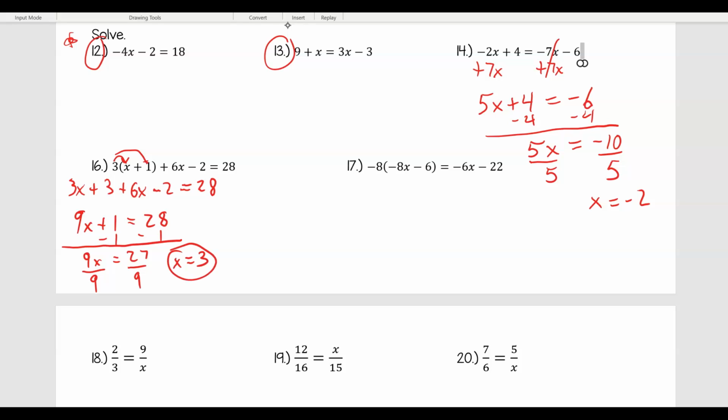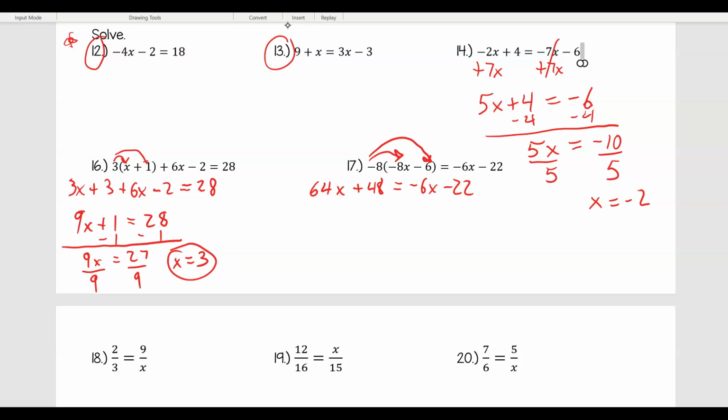Okay, and a lot of negatives happening here, so I wanted to work through this one with you. Negative 8 times negative x, 8x, that's 64x, and it's positive. I have a negative times a negative, so it's positive. Another negative times a negative, that's positive 48. Negative times a negative is a positive. Equals negative 6x minus 22.